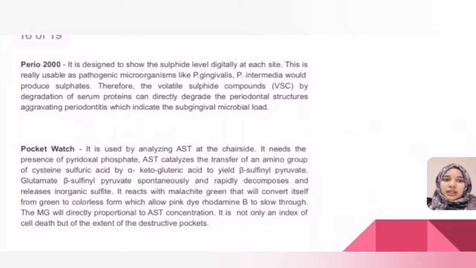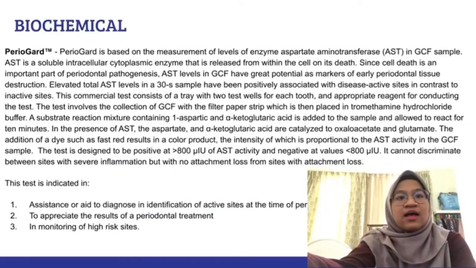It reacts with malachite green, and this malachite green will convert itself from green color to a colorless form. The colorless form will allow the pink dye rhodamine B to show through. The malachite green change is directly proportional to the AST concentration. Therefore, Pocket Watch provides not only an index of cell death, but also the extent of the destructive pockets.